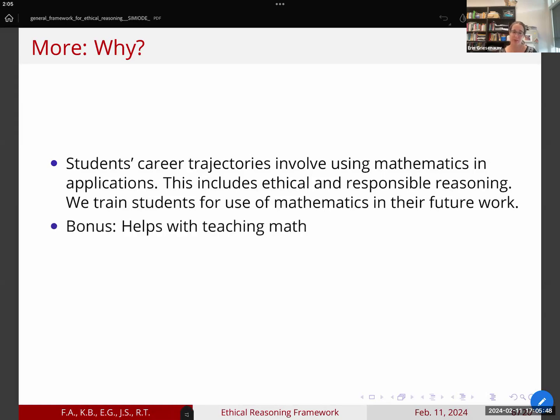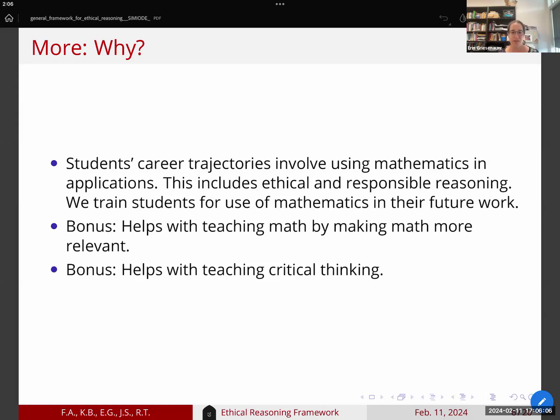As a bonus, one thing we've noticed is that it helps with teaching math. It makes the math more relevant to the students. It engages them in a different way, gives them a different way of making sense of the math and connecting to it. So it can help motivate our students, especially in those service classes where maybe they don't want to be there. It also helps with teaching critical thinking, which is something that probably all of our universities value. It's central to a lot of our mission statements to teach critical thinking, and ethical reasoning is an important part of that.